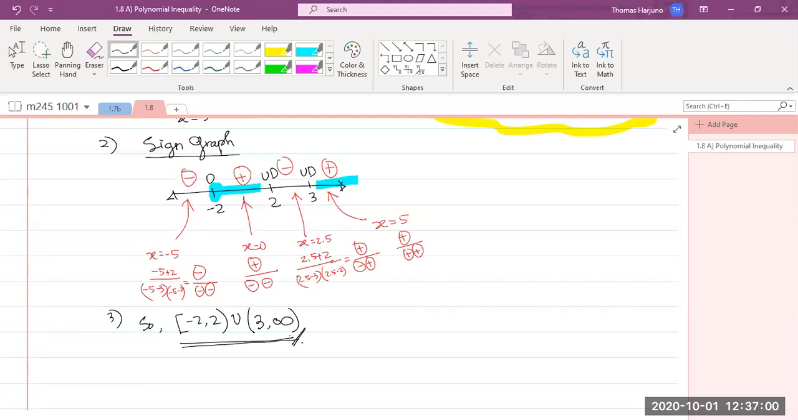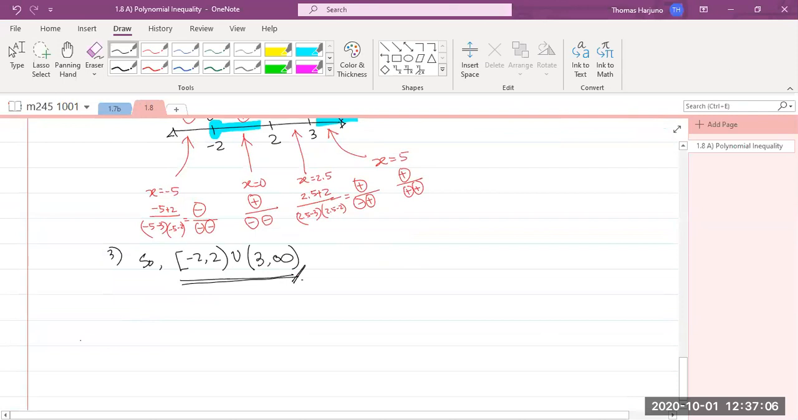Let me do one last problem. Number 50. 1 over x greater than or equal to 1 over x plus 3. Remember, do not multiply by the LCD.